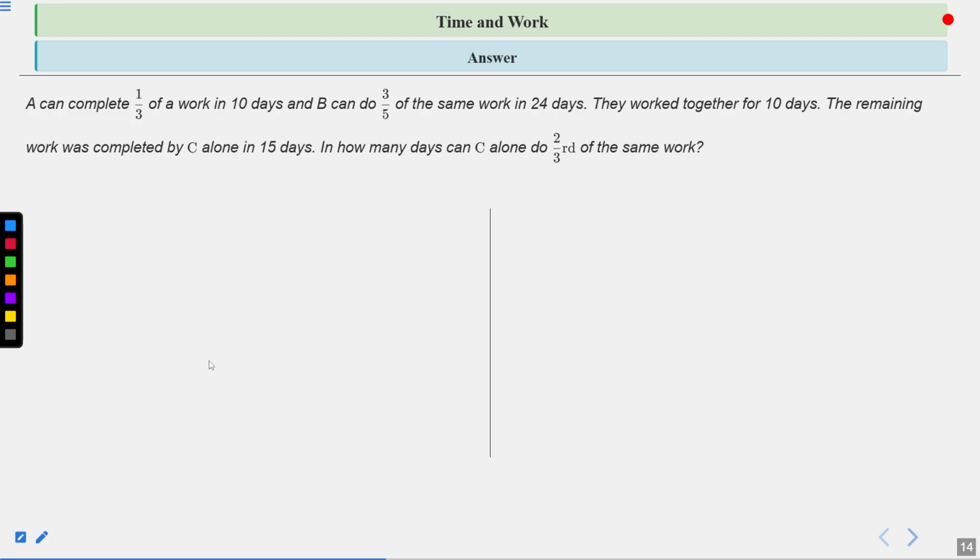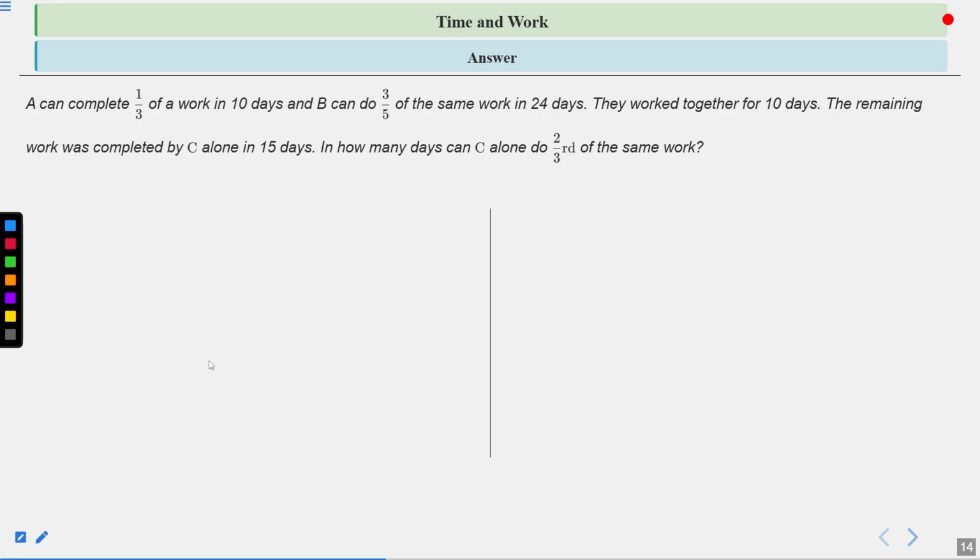Now the question is they work together for 10 days. So we take the LCM of A's total days and B's total days to complete the whole work, and we get the efficiency of A and B. Now when we have the efficiency of A and B, we can calculate the 10 days of A and B together. The remaining work was completed by C alone in 15 days.